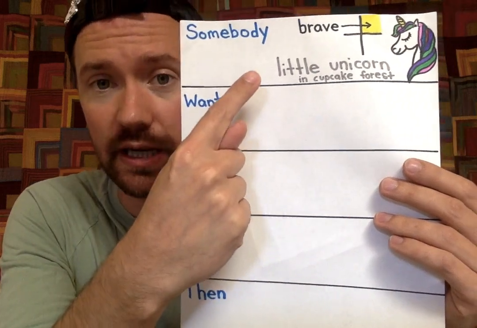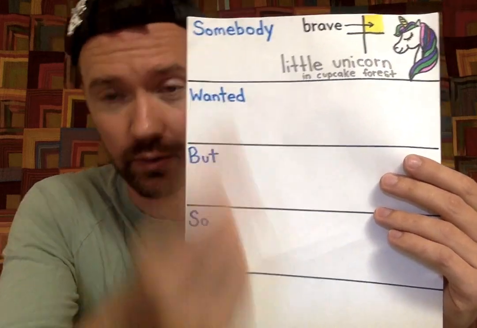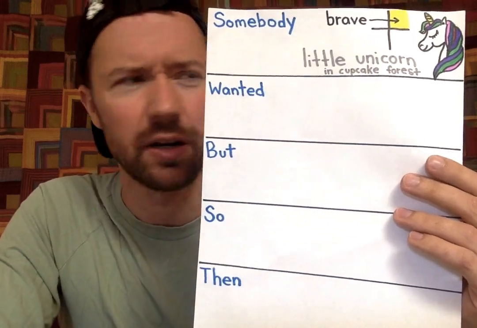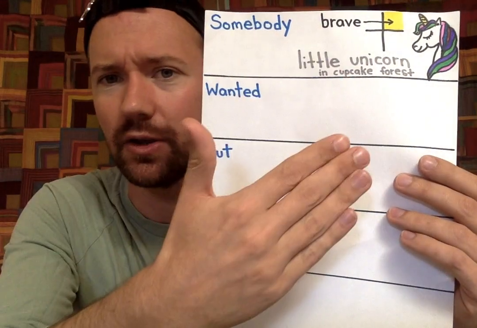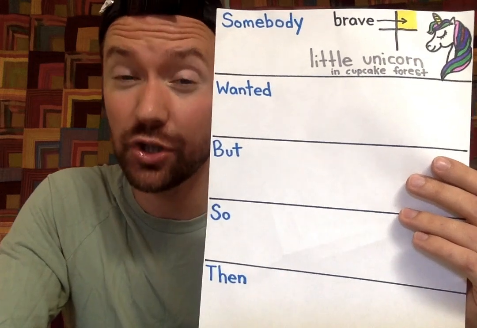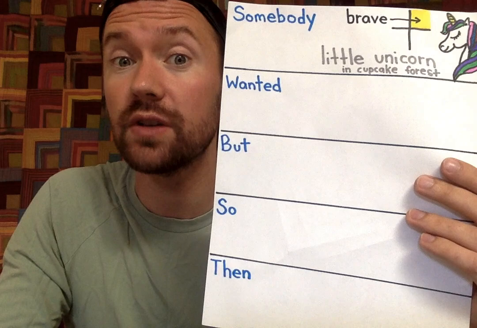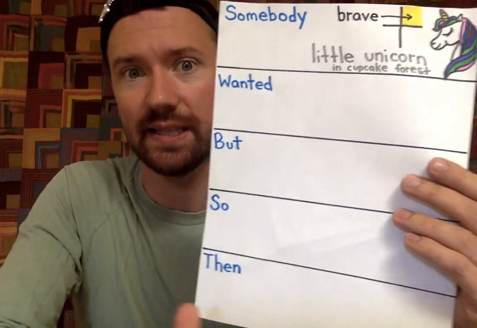So my character is the brave little unicorn who lives in Cupcake Forest. But remember, this isn't a page I'm going to show my reader, because my reader can't tell what's happening looking at this. Instead, the page I'm going to show my reader is going to look like it always does, where there's an illustration at the top and there's words at the bottom that tell my reader who my somebody is, who my brave little unicorn is.